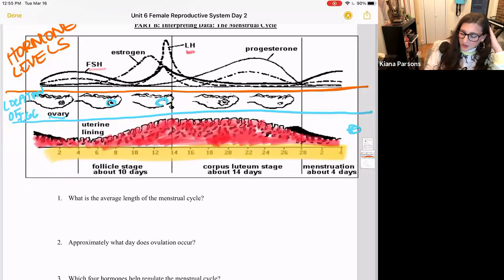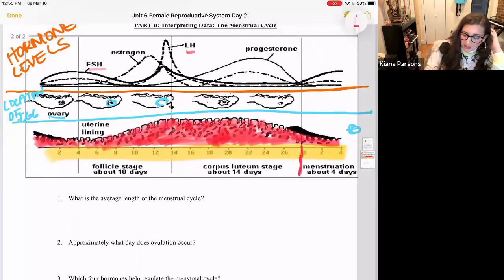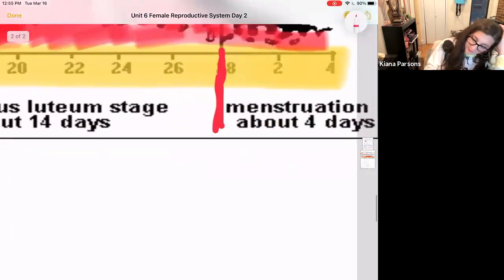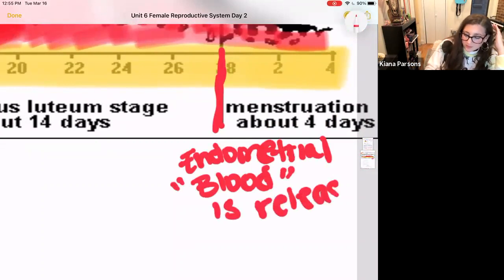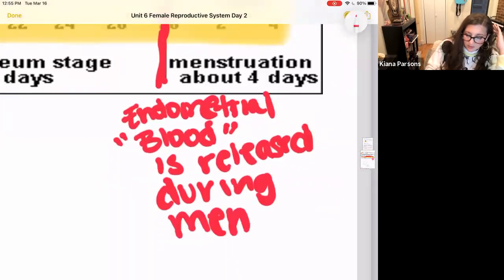And then over here at the end, you can see we have menstruation beginning. So this is when the endometrium will be released through the vagina in the form of menstruation, which is usually described as like menstrual blood. But again, even though I'm coloring it red, it's not really blood, it is endometrium. And that is what is released during menstruation.